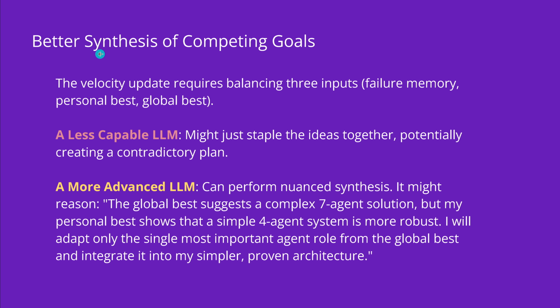Well, what about synthesis now of competing goals? You saw this in ABC, no? So the velocity update now requires here balancing 3 inputs: the first term of my PSO equation, failure, personal best and global best. And a less capable LLM says, hey, just staple the ideas together, ABC. If I try to find a summarization, maybe I create a contradictory plan. I don't want to do this. I don't have the intelligence. No way. I don't even know how to do this. I was not trained on this. Great.